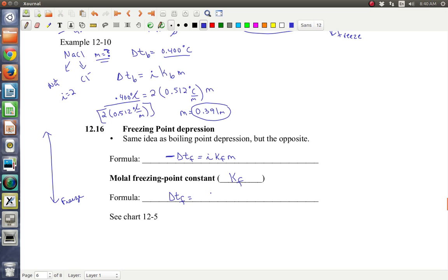The change in the freezing point is going to equal T2 minus T1, or T final minus T initial, or T final minus the original one. All right, and there'll be a chart where you can find all the values that you need in your textbook again. This time it's on page 316.